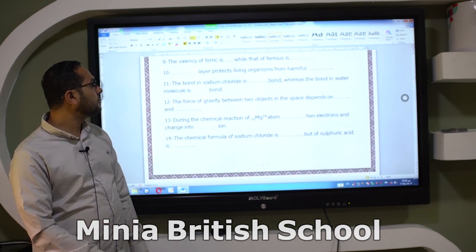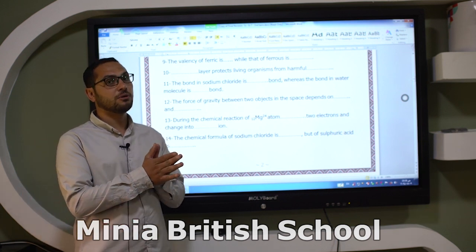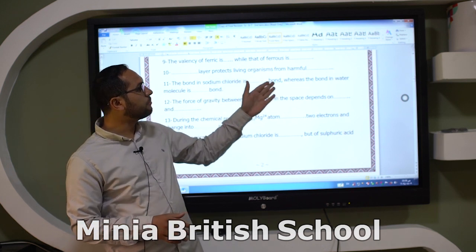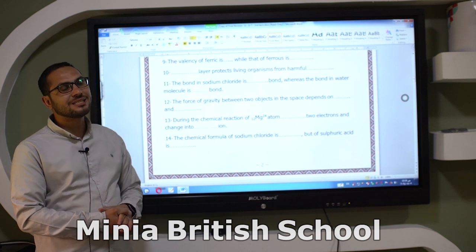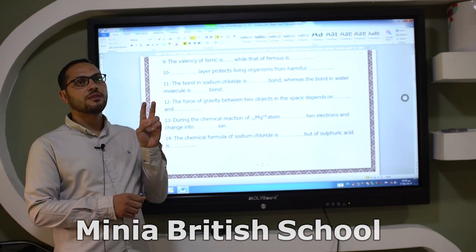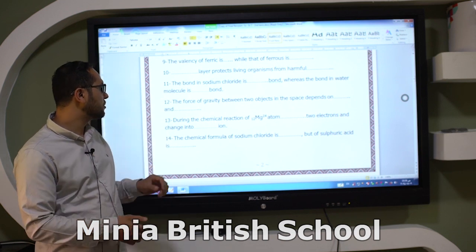Number 11, the bond in sodium chloride, as you know the symbol NaCl, is ionic bond, whereas the bond in water molecules is covalent bond. We can say double single covalent bond because water has 2 single covalent bonds.